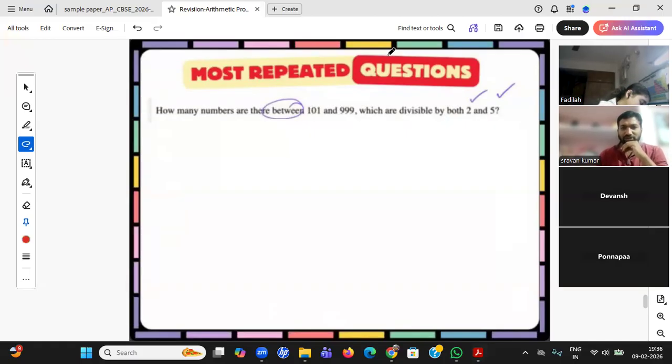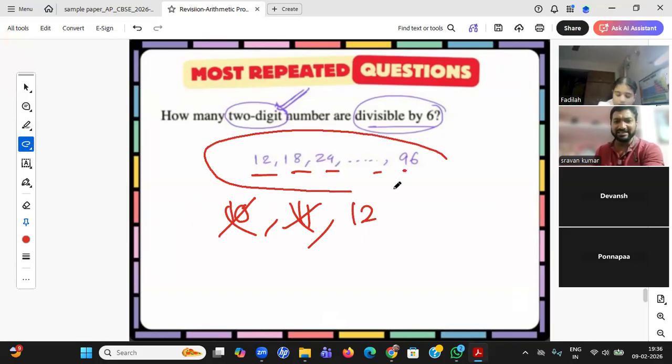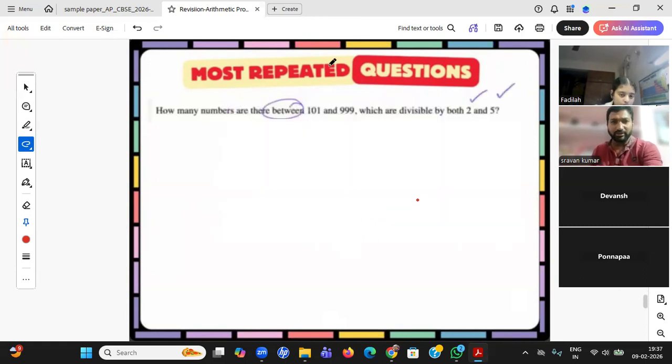Yes, Aparna, how will you do this question? 2 and 5. Go ahead. You see, this one is what we have already learned. By 6 means the 2-digit number. You try with 10. 10 is not divisible by 6. You try with 11. 11 is not divisible by 6. You try with 12. 12 is divisible by 6. So the series we have written. After writing the series, he is asking how many digits, that is n. So here, how will you do it? Go ahead.